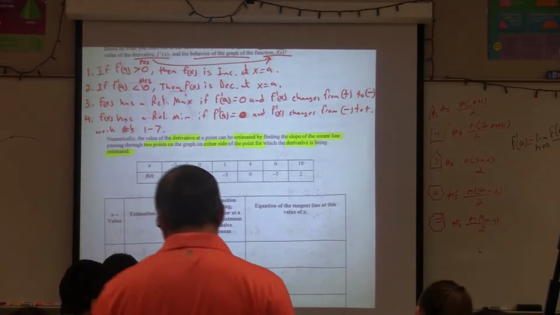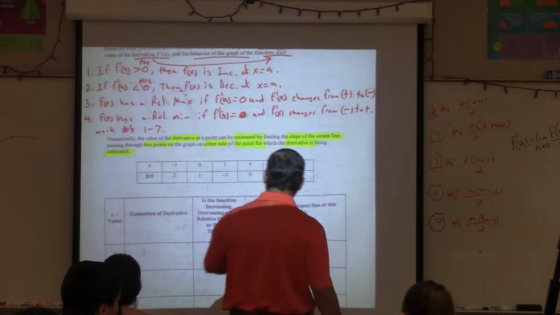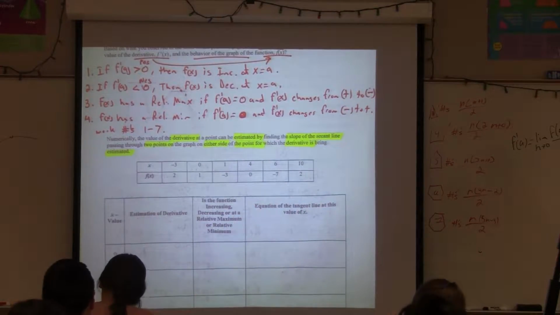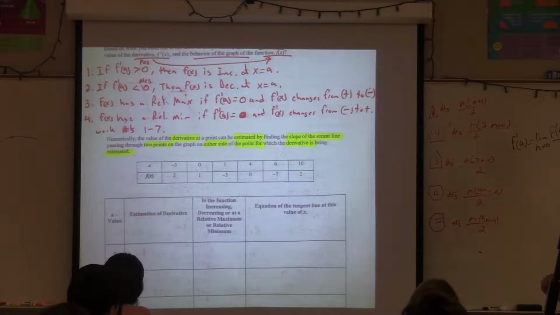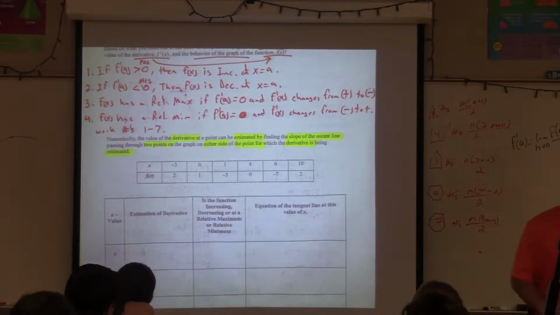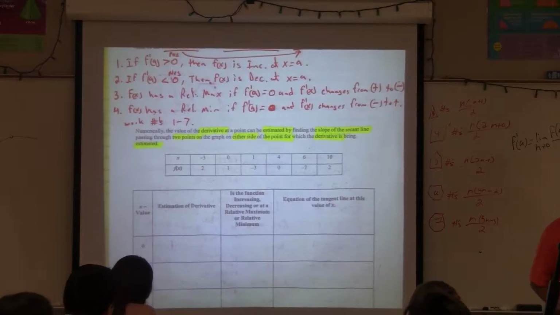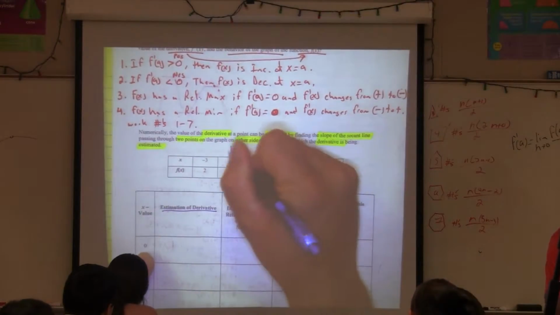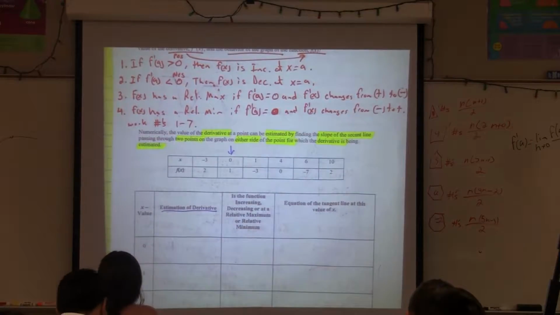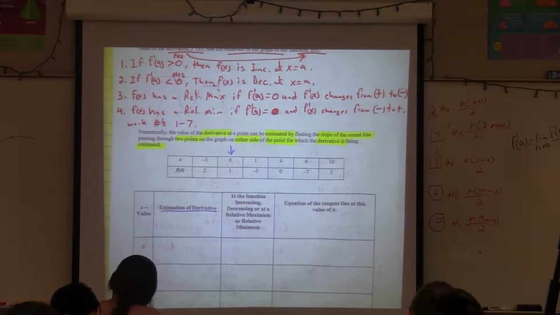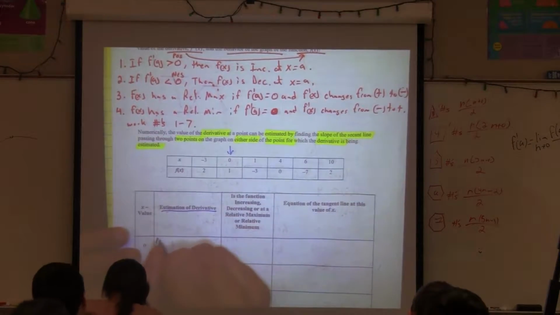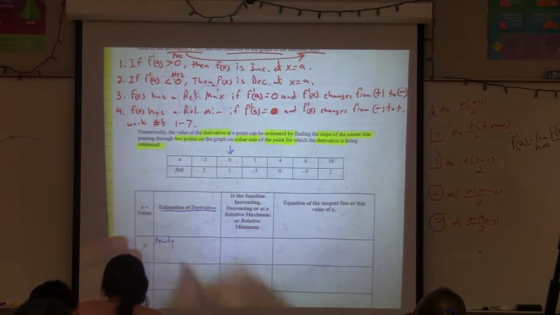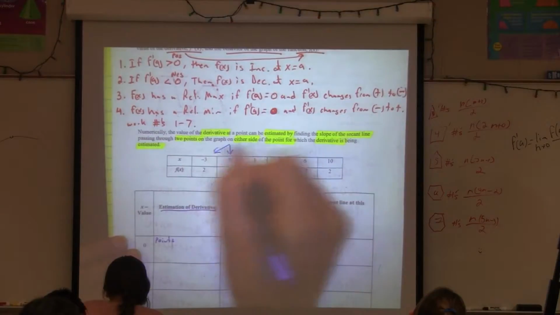Alright, so let's go ahead and continue with the notes. And let's talk about using the table to estimate the derivative at different values. Ready? Yes? So if I want the estimation of the derivative at 0, what would be two good points to use? What points could we use? -3 and 1. We're going to use the ones around it.